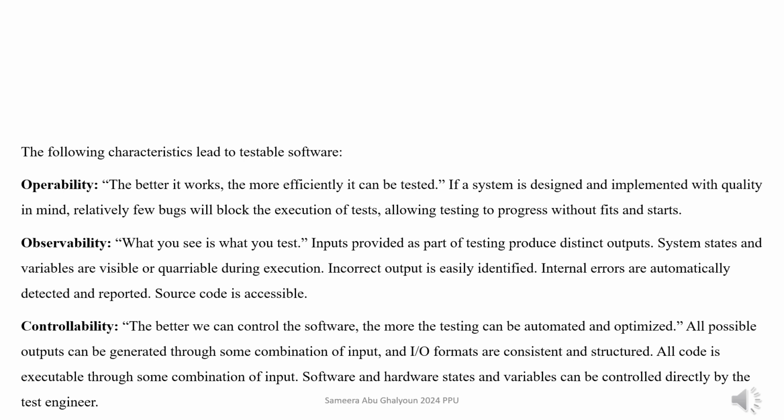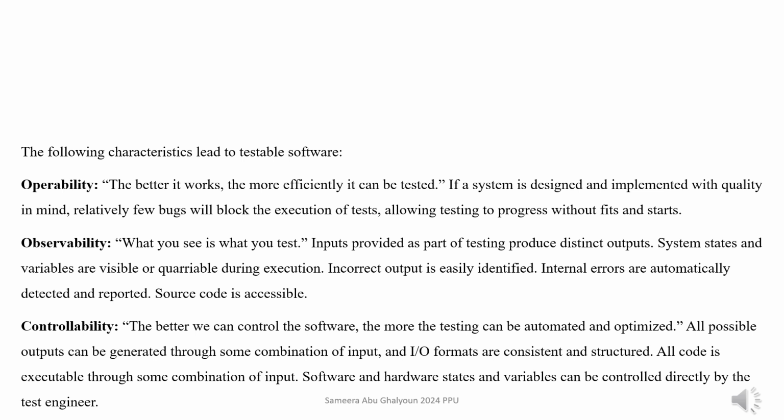2. Observability. What you see is what you test. Inputs provided as part of testing produce distinct outputs. System states and variables are visible or queryable during execution. Incorrect output is easily identified. Internal errors are automatically detected and reported. Source code is accessible.